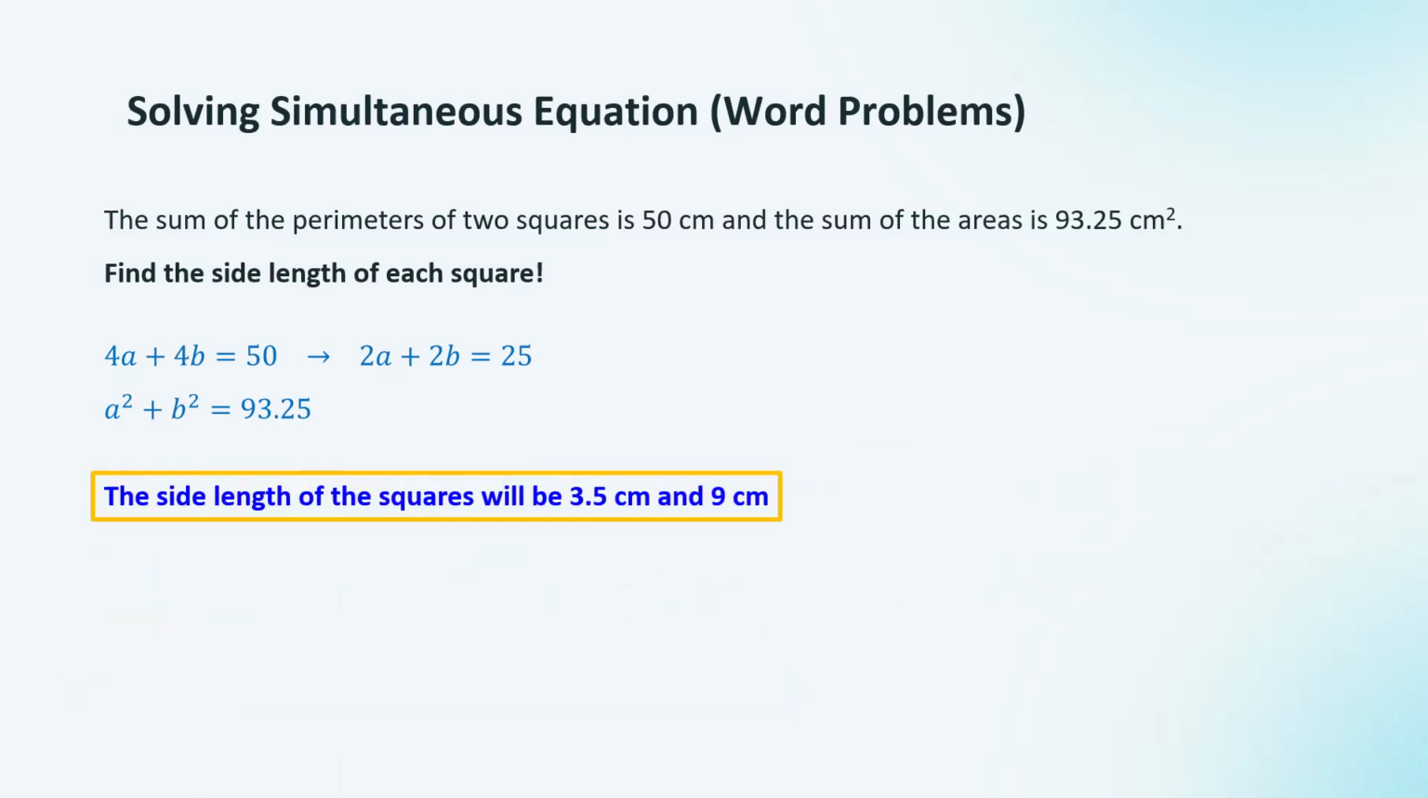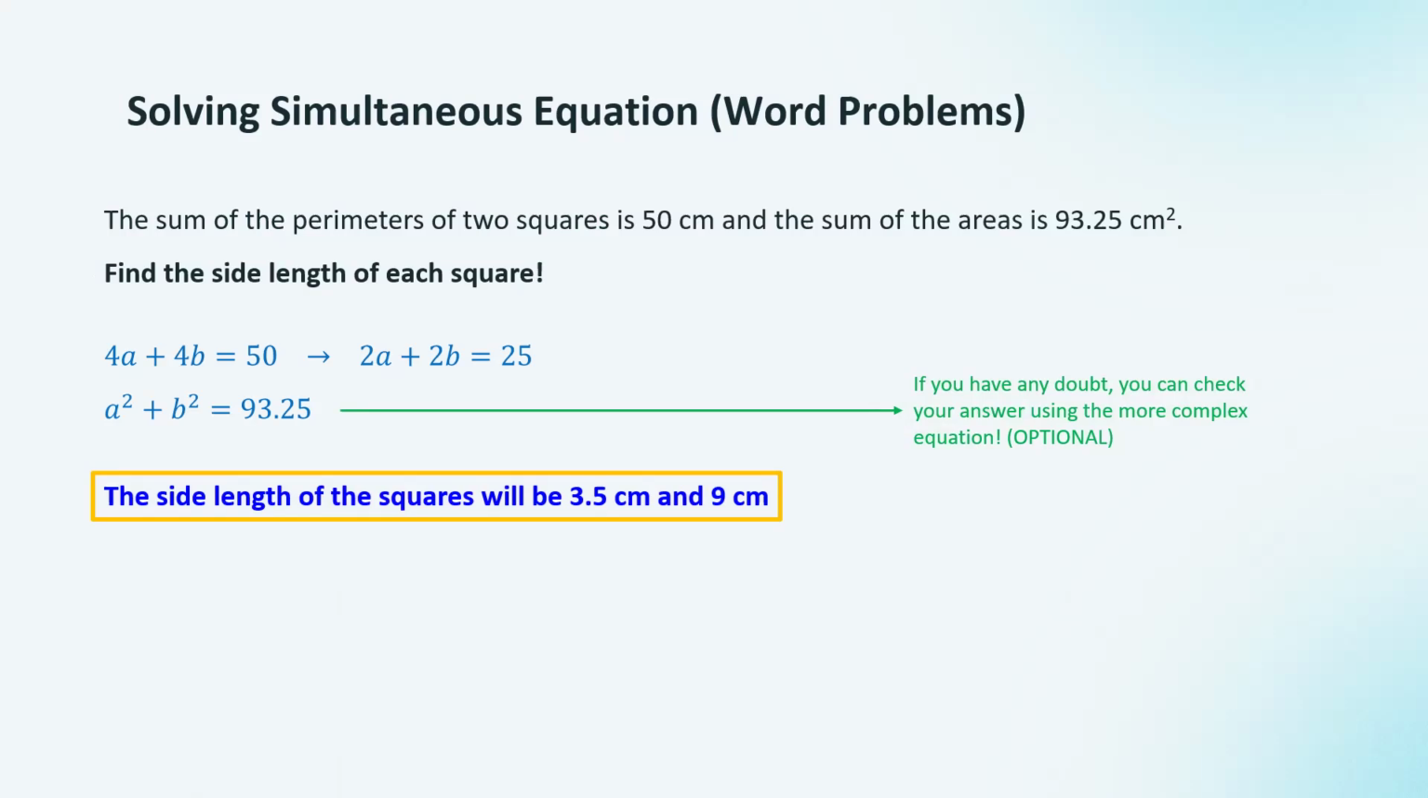But here's the thing though. How do we know whether the answer is true or not? If we have any doubt, we can try to check the answer using the more complex equation. Again, this is not mandatory, it's only optional, only if you are in doubt. If you are confident in your answer, you can just skip this step. How can we check whether the answer is correct or not? We can try to input it into the more complex equation.